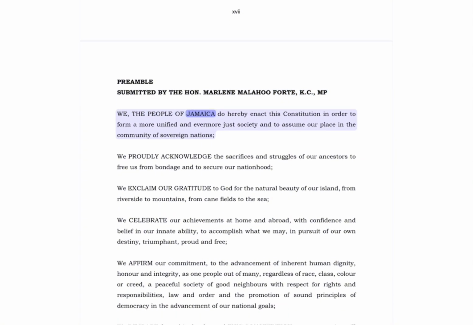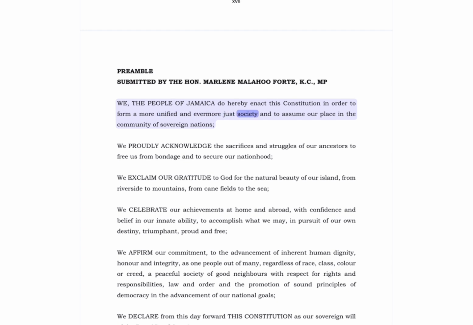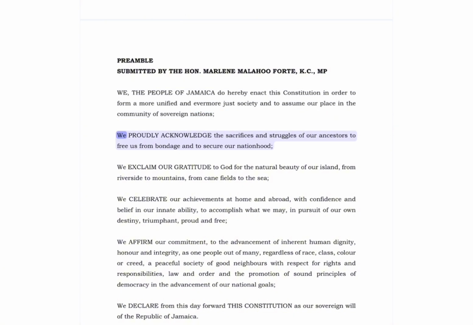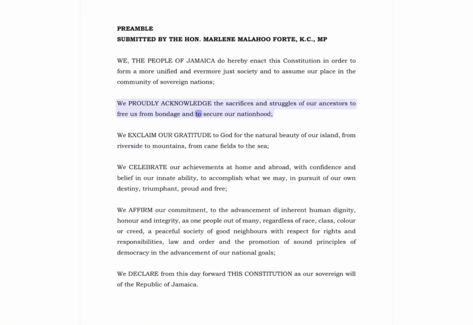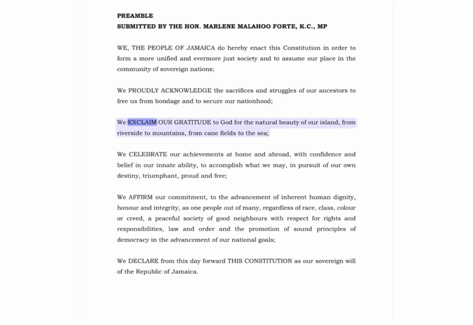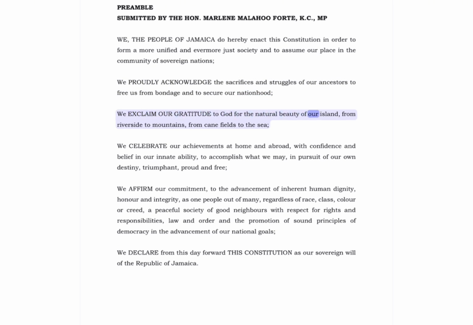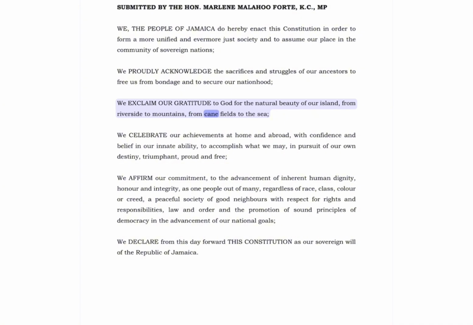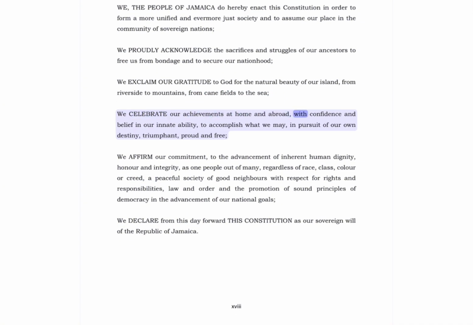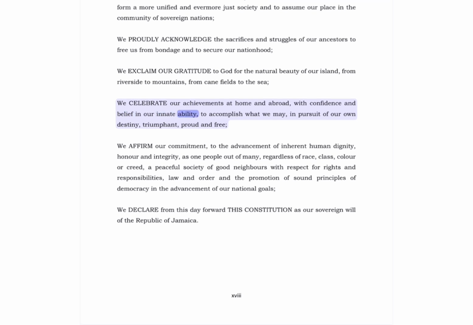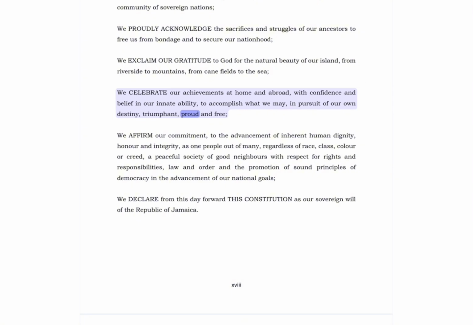We, the people of Jamaica, do hereby enact this Constitution in order to form a more unified and ever more just society and to assume our place in the community of sovereign nations. We proudly acknowledge the sacrifices and struggles of our ancestors to free us from bondage and to secure our nationhood. We exclaim our gratitude to God for the natural beauty of our island, from riverside to mountains, from cane fields to the sea. We celebrate our achievements at home and abroad, with confidence and belief in our innate ability to accomplish what we may, in pursuit of our own destiny, triumphant, proud and free.